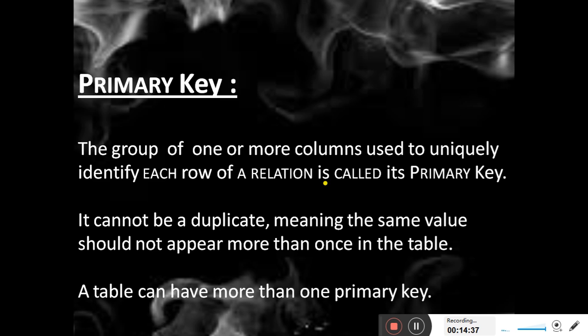It cannot be duplicate. If you are assigning a primary key to a particular column, that means you cannot duplicate the record in that column. You cannot assign the same roll number, like roll number 1, to 2 students, meaning the same value should not appear more than once in a table. That means in one column, 2 values are not the same. You cannot assign two similar values in one column.